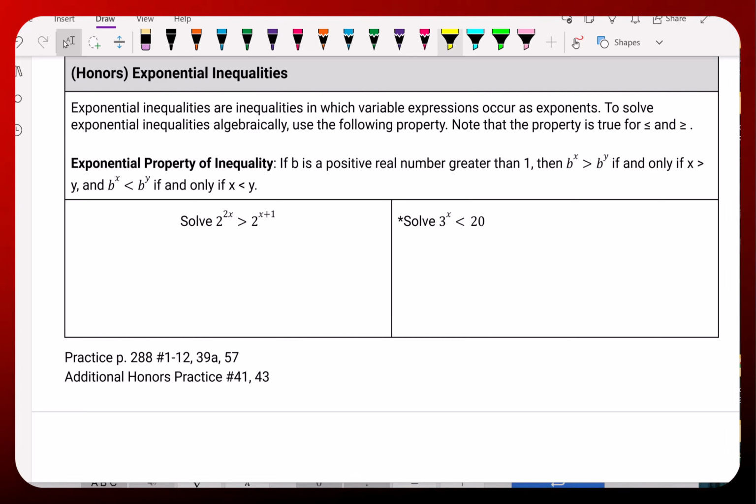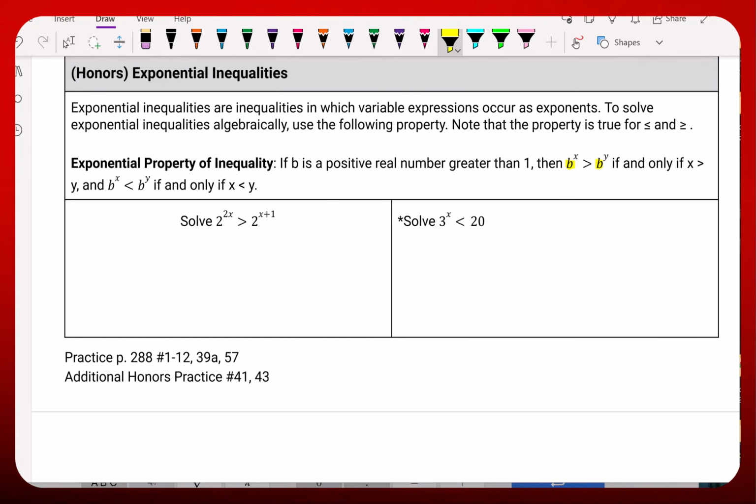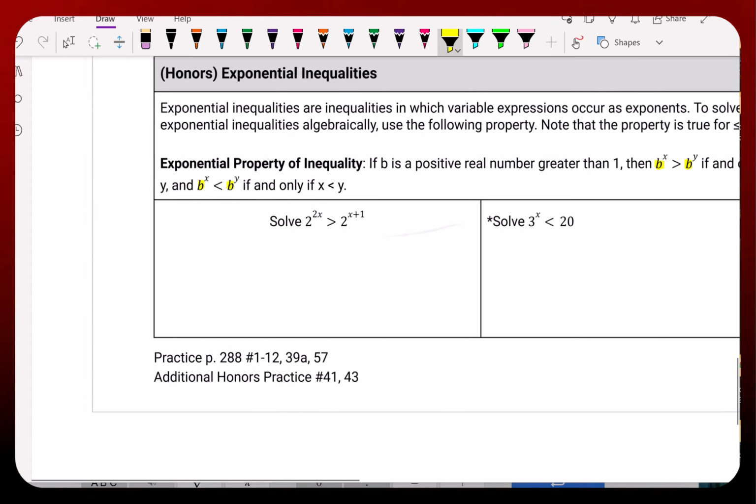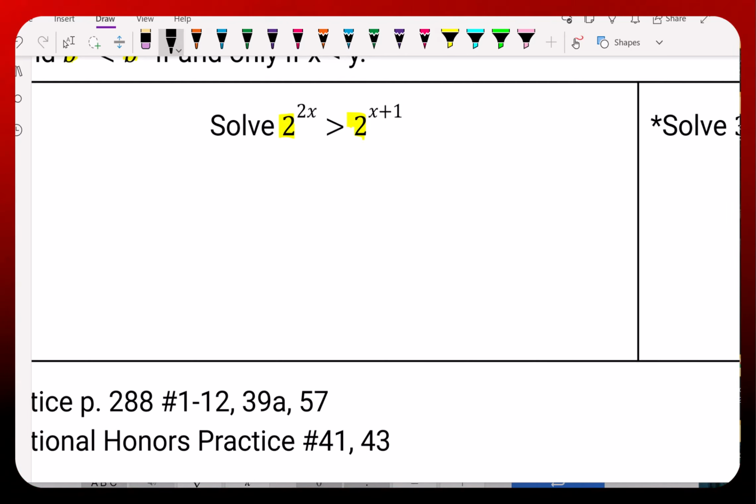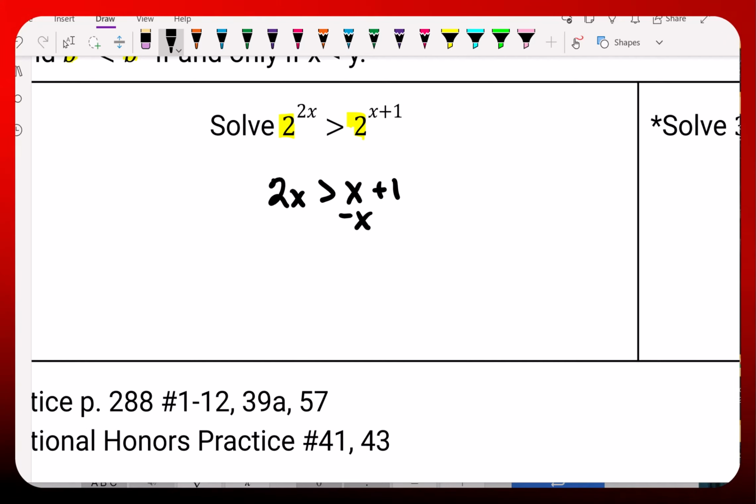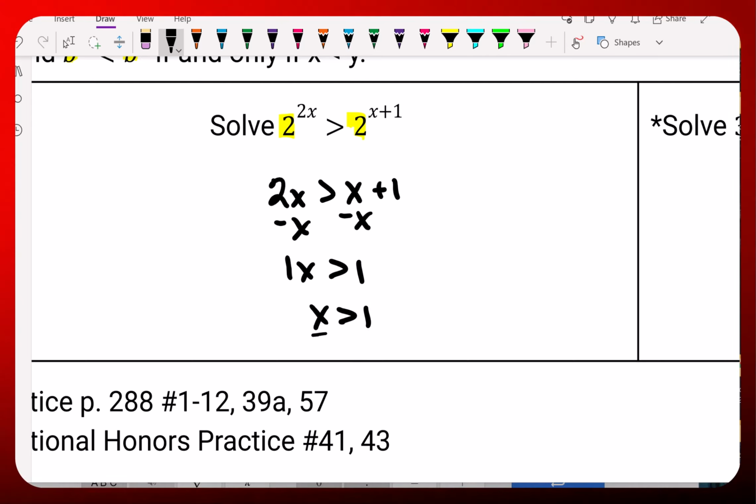If you look at the rule here, it states that if your base is greater than the same base, you're going to have to carry that greater than to your exponents. Likewise, if it's less than the same base, your exponents are going to be less than each other in that order. So in this one right here, I see that I've got 2 is greater than 2. Therefore, I can drop the 2's and carry down that greater than symbol, and then simply solve for x. So x is going to be greater than 1.